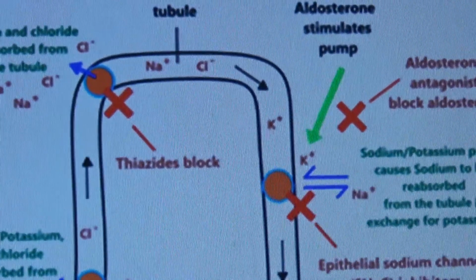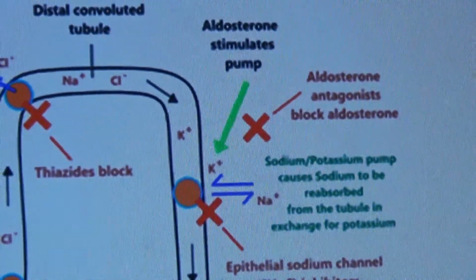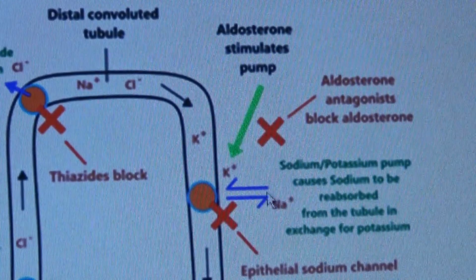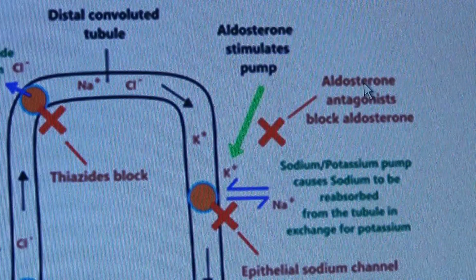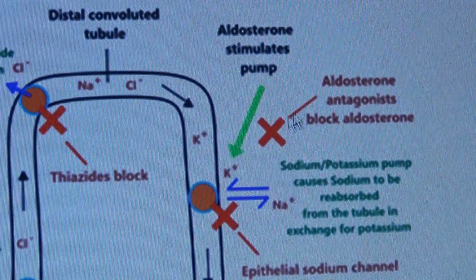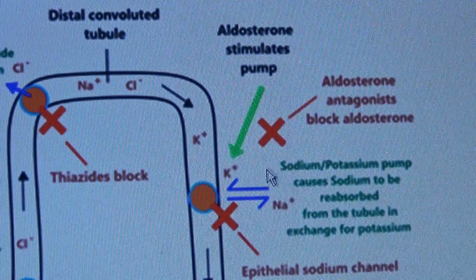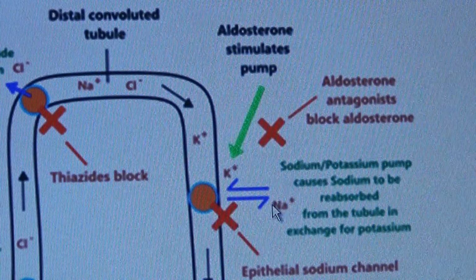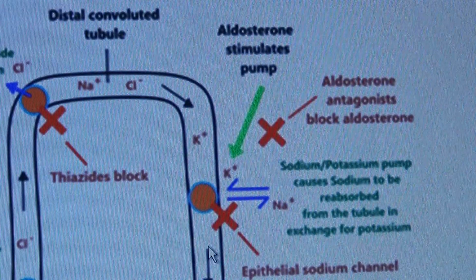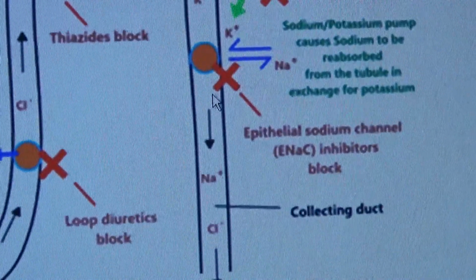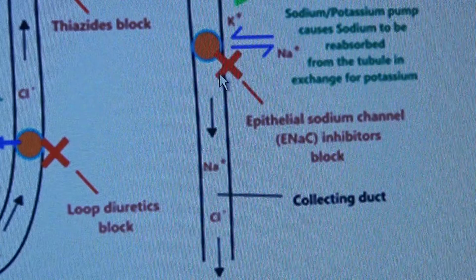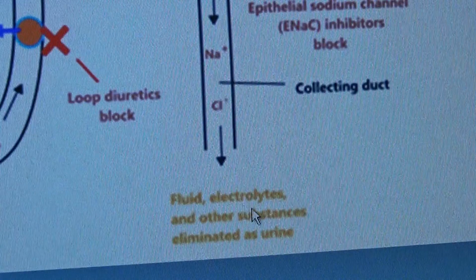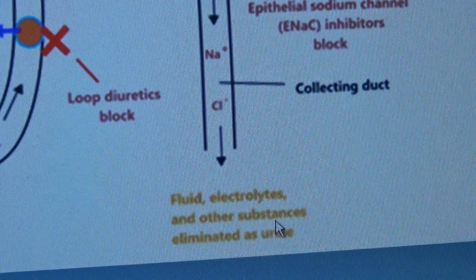And then aldosterone is basically a sodium potassium transporter, and we'll talk about that in a little bit. And aldosterone antagonists block aldosterone, and that will cause potassium to be spared and sodium to not be spared, and sodium will get excreted and bring water along with it, and that's how a diuretic works, right? And then eventually the liquid gets excreted out the collecting duct, electrolytes and other things get eliminated as urine.